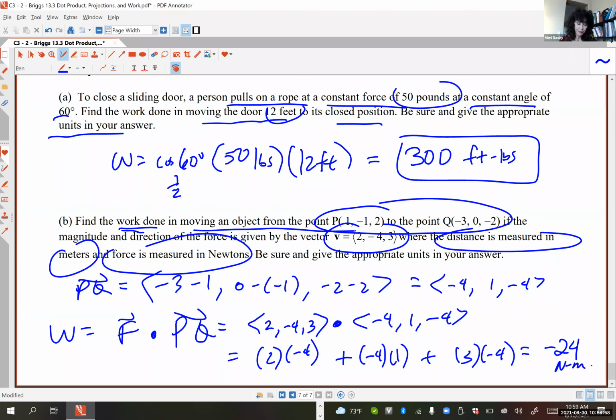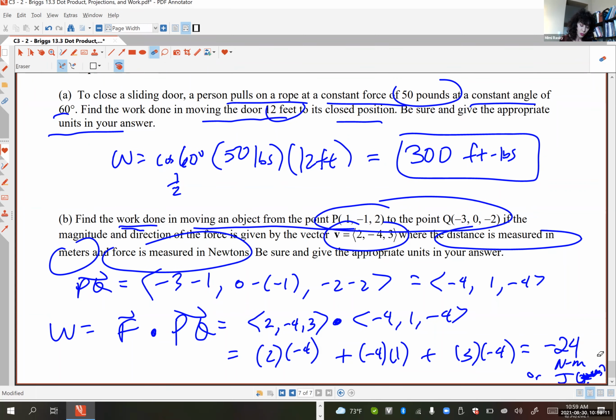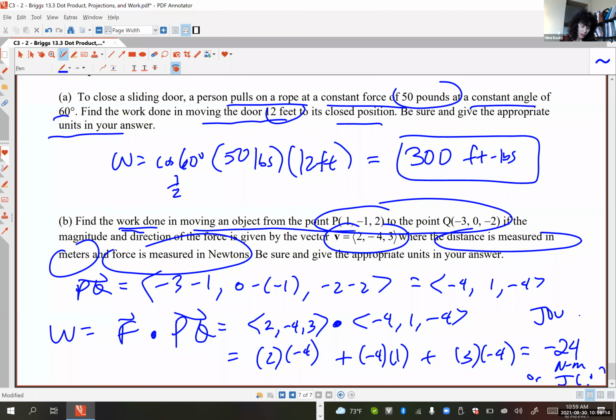Newton meters, believe it or not, that's legit. Or J stands for joules, because joules are Newton meters. Joules. J for joules, same as Newton meters. Okay? The units for work. All right. We are officially done with dot product. Congratulations.